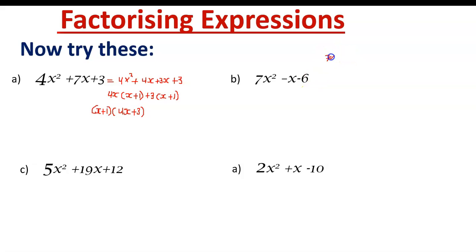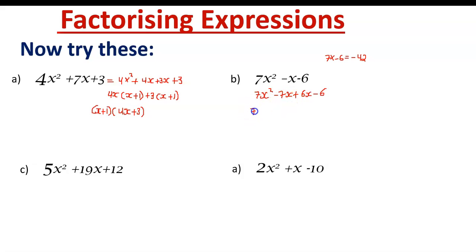7 times minus 6. That's minus 42. Two numbers that when I times them give me minus 42, and when I add them give me minus 1. That's minus 7 and plus 6. So you take 7x squared, minus 7x, plus 6x. You see those two? When you add them, you get that minus 1 back. And minus 6, you keep it there.